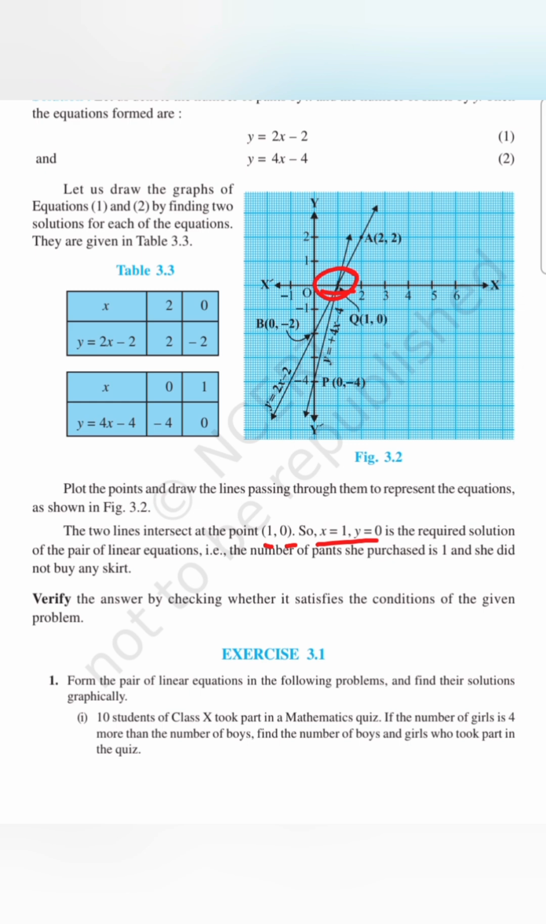It means x is taken as the number of pants, so the number of pants is 1 and the number of skirts is 0. So she purchased one pant and did not buy any skirt. This is how you find the solution when conditions are given. You have to form the equations using the conditions, then draw the table for those equations, then plot the graph for those table values and check whether they are intersecting, parallel or coincident. Based on that, you can say the number of solutions.